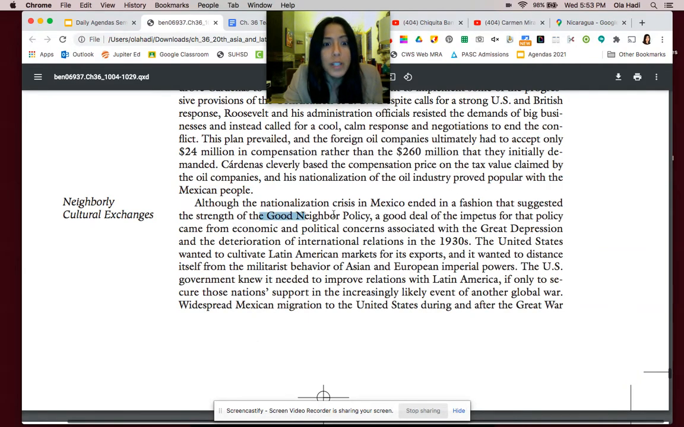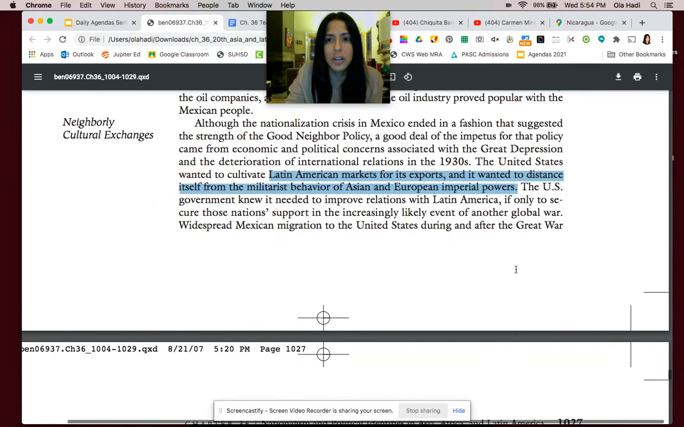So we see sometimes when the good neighbor policy works, and we also saw the limitations of the good neighbor policy with the deterioration of the international relations in the 1930s. So basically with the coming of World War II, with everyone seeing the rise of the Nazis, we're going to see a continued desire for the United States to cultivate a positive relationship with Latin America, to try to open Latin American markets to its exports, and to distinguish itself from the militarist behavior of some European and Asian imperial powers.